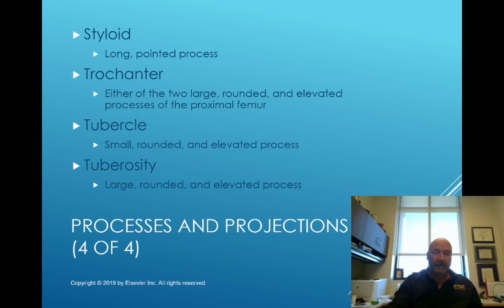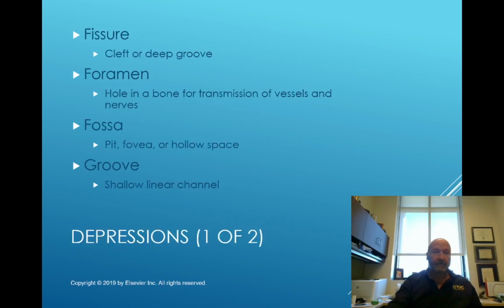A tuberosity, again, is just a large, rounded, elevated process. A fissure is a cleft or a deep groove. A foramen is any kind of hole. So you've got a lot of different types of foramen as well.